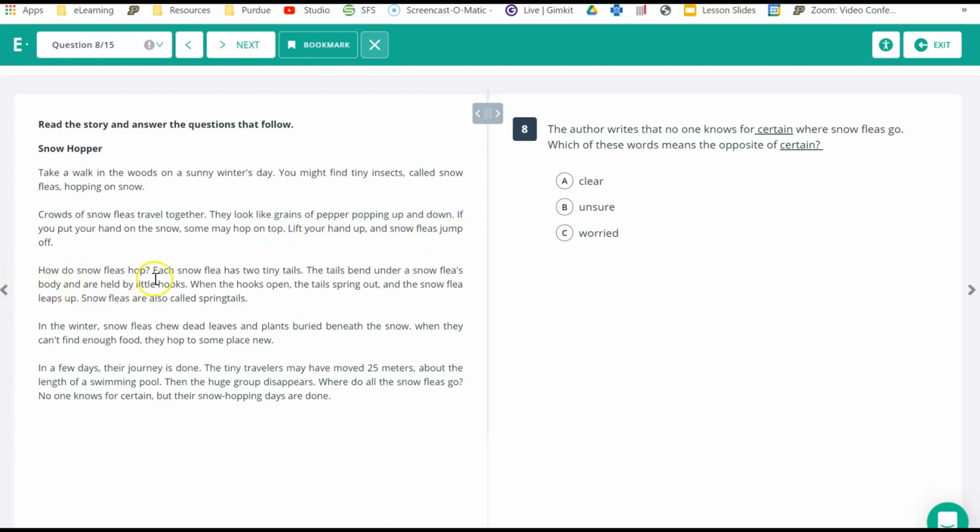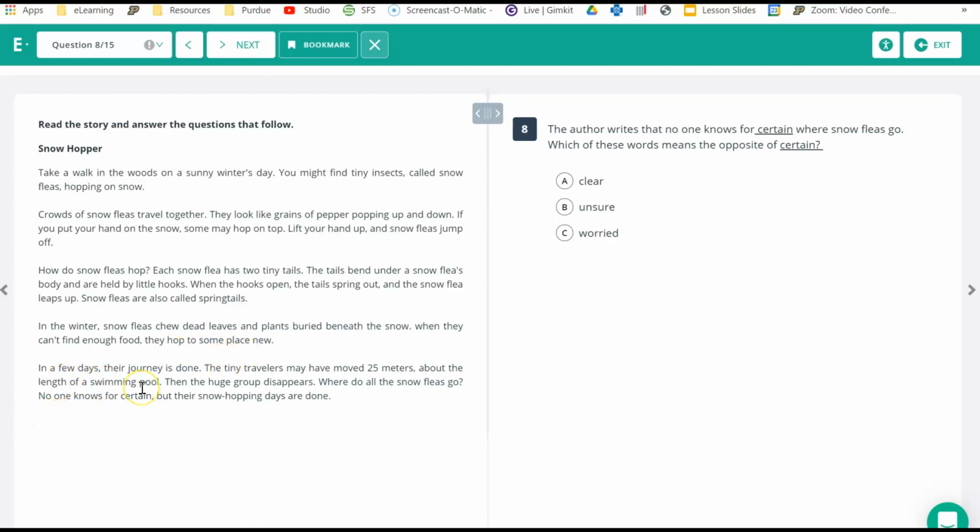How do snow fleas hop? Each snow flea has 2 tiny tails. The tails bend under the flea's body and are held by little hooks. When the hooks open, the tails spring out and the snow fleas leap up. Snow fleas are also called springtails. In the winter, snow fleas chew dead leaves and plants buried beneath the snow. When they can't find enough food, they hop to someplace new.